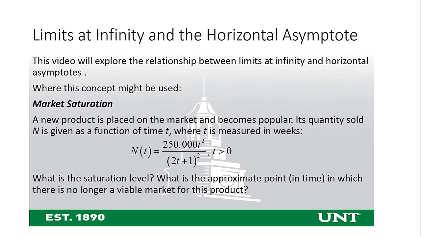Let's consider a new product is placed on the market and becomes very popular. Its quantity sold N is given as a function of time T, where T is measured in weeks. The saturation is modeled by the function N of T equals 250,000 T squared divided by the quantity 2T plus 1 squared for time greater than 0. What is the saturation level? What is the approximate point in time in which there is no longer a viable market for this product?